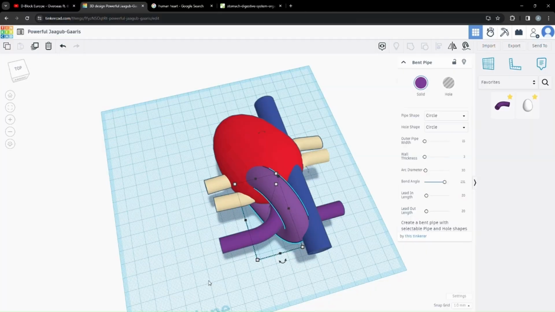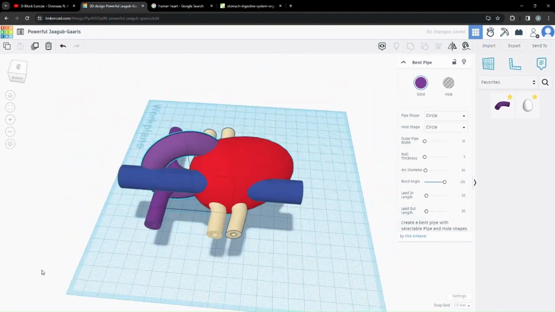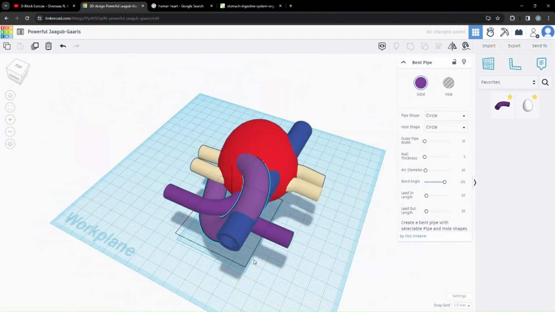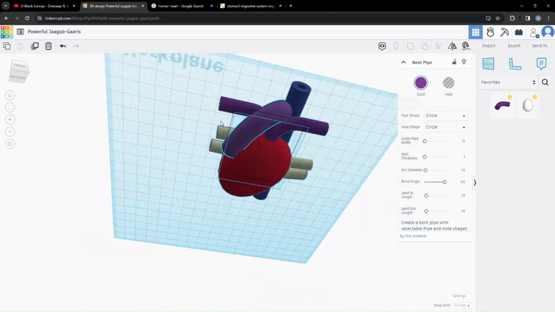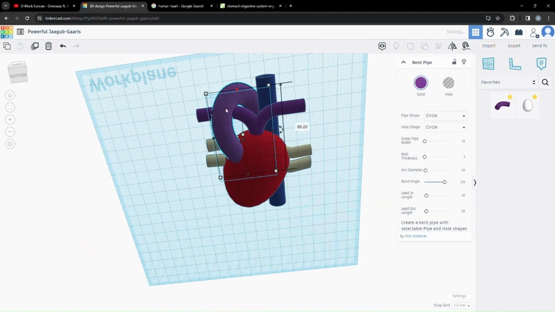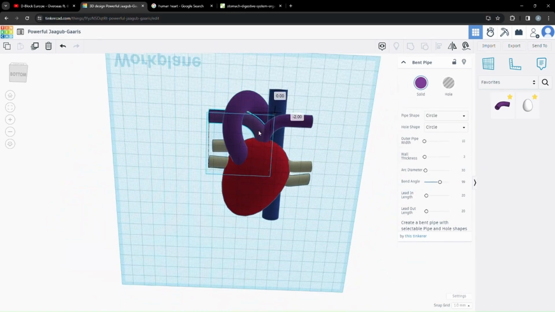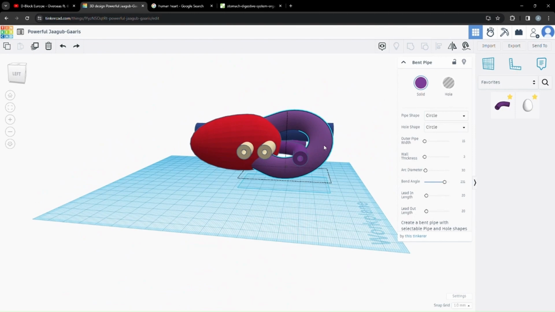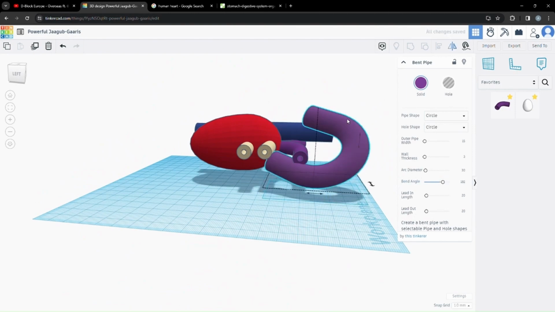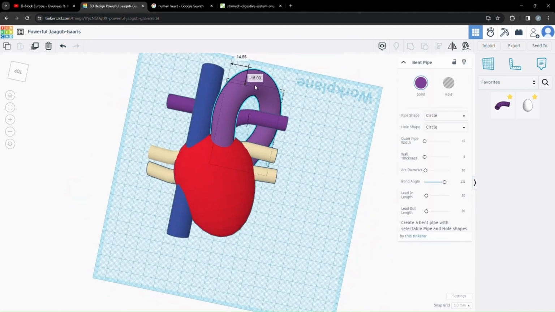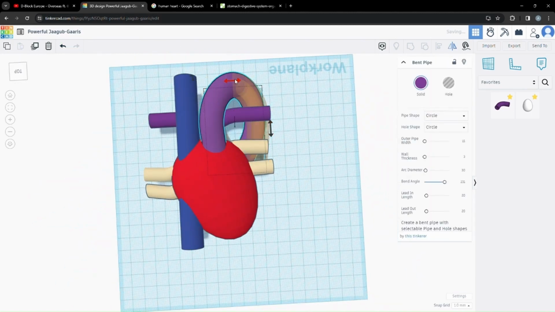Now I will make the aorta. The aorta has oxygenated blood that is pumped from the left ventricle, and it will pump through the body to give the oxygenated blood.